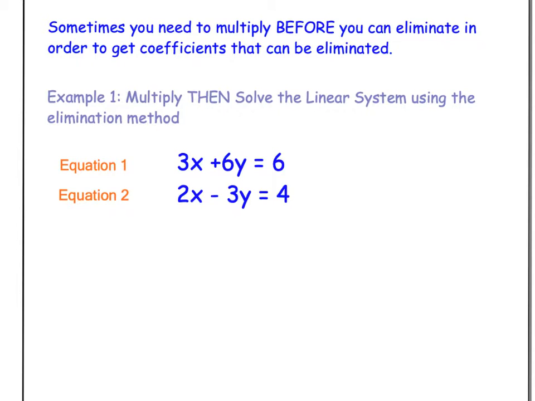You have a little freedom in solving this system. You can decide if you want to get rid of the x terms or the y terms. If I want to get rid of the x terms, I need to make these coefficients match. So I would have to come up with the least common multiple of these two numbers. That would be a 6. In order to get a 6 in my first equation, I need to multiply it by 2, producing a new equivalent equation that now has a 6 as a coefficient of x.